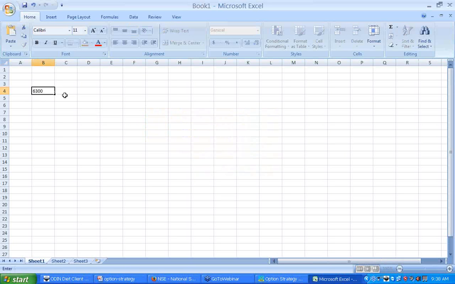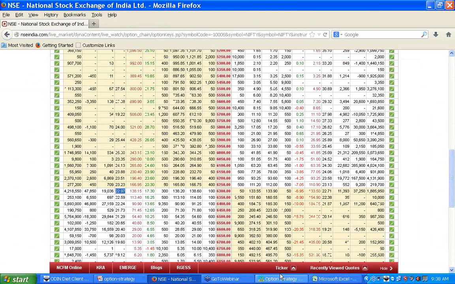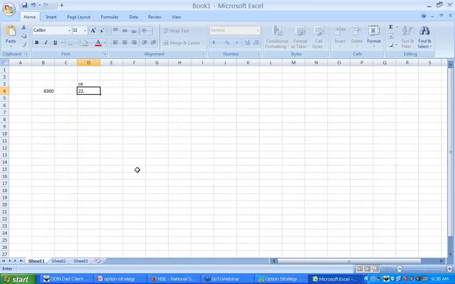6,300, nearest call and put option is 6,003. So call option is having 22.97 and put option also is having 22.71. So this is for the put option.